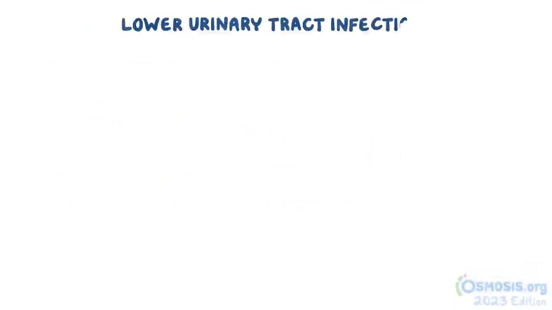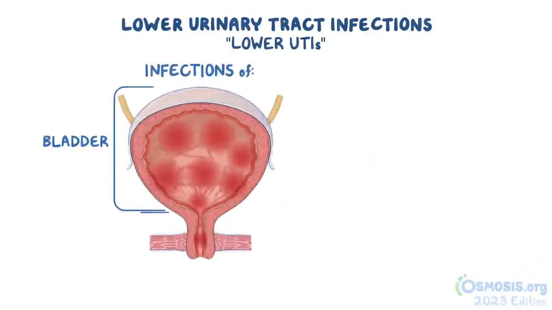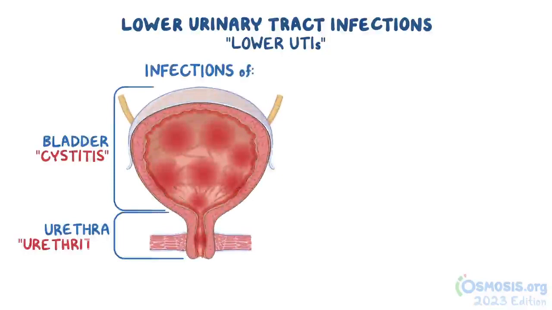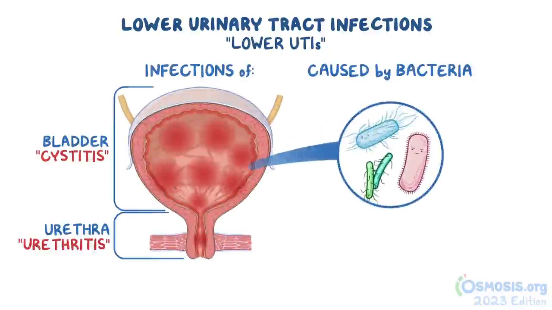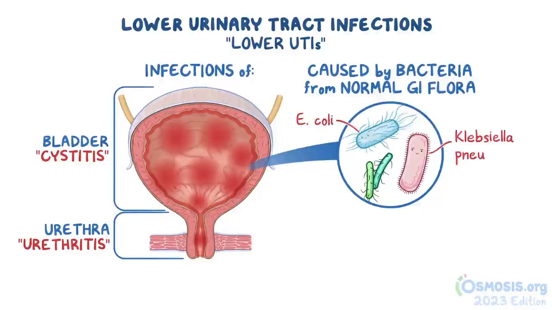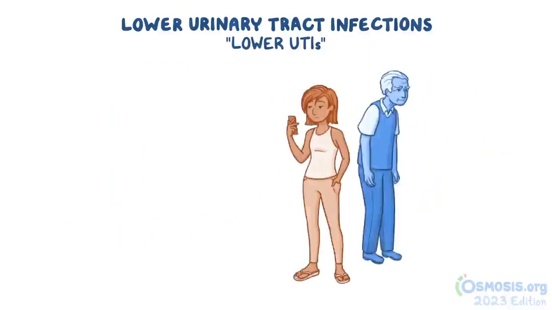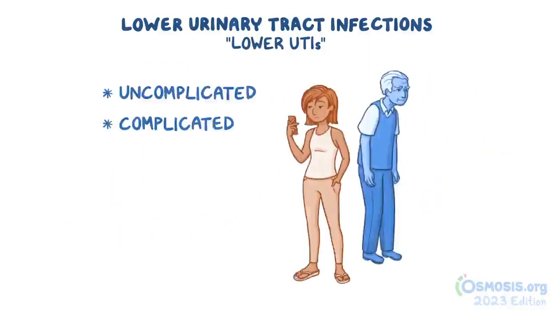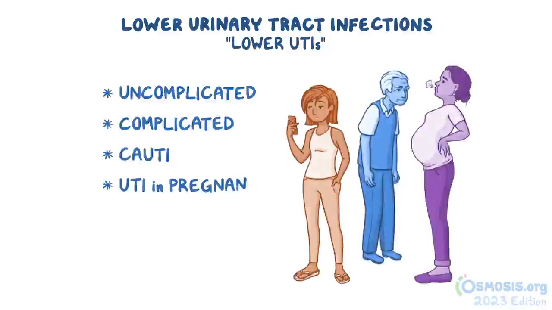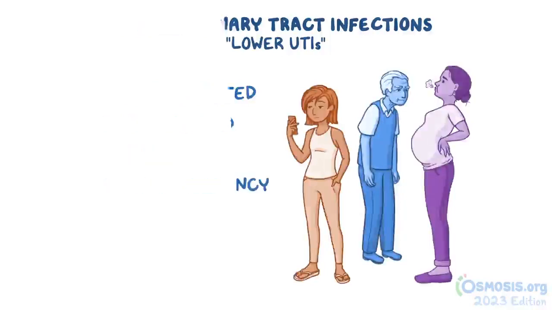Lower urinary tract infections, or lower UTIs, primarily include infections of the urinary bladder and urethra, called cystitis and urethritis respectively. Most UTIs are caused by bacteria that typically compose the normal gastrointestinal flora, especially gram-negative rods such as E. coli, followed by Klebsiella pneumoniae and Proteus mirabilis. Depending on the setting and patient's risk factors, lower UTIs can be classified as uncomplicated, complicated, CAUTI, and UTI in pregnancy.